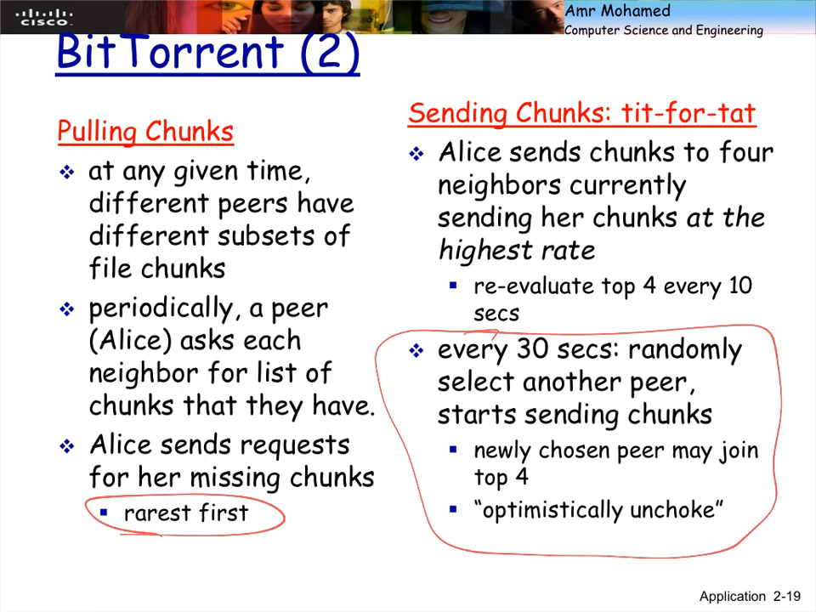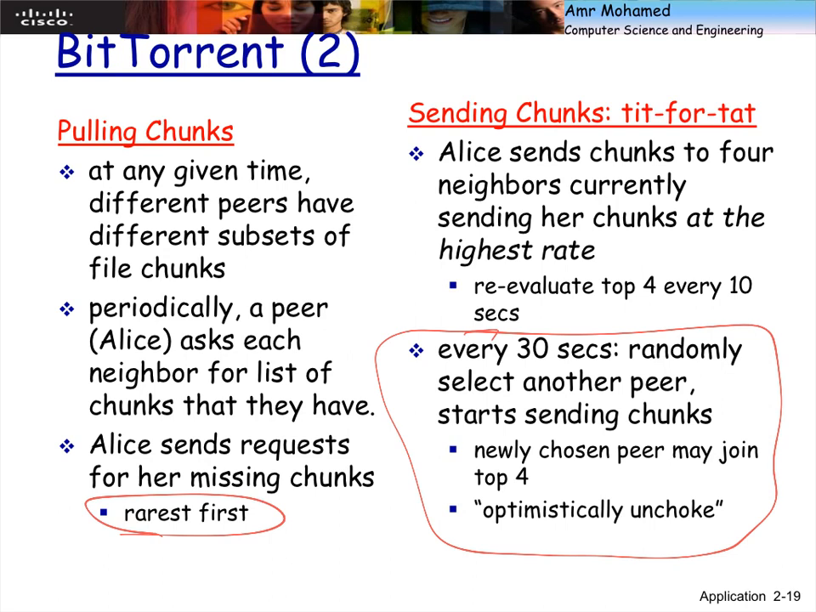So every 30 seconds, in addition to the highest 4, I select another 5th peer randomly. You won't select from the 4? No, because these 4 have high speed, so you don't select them. I already selected them, and I will serve them.